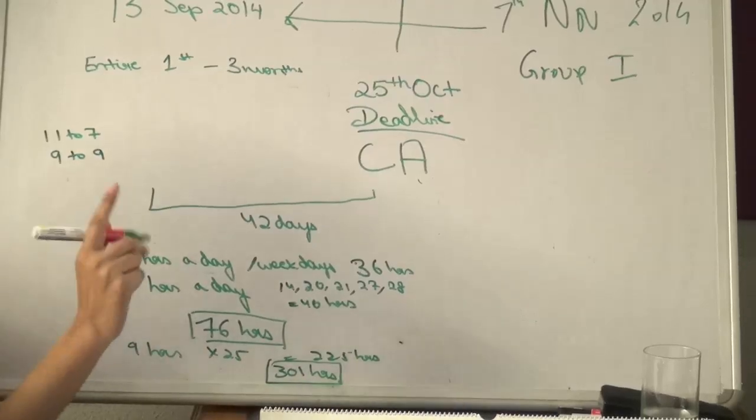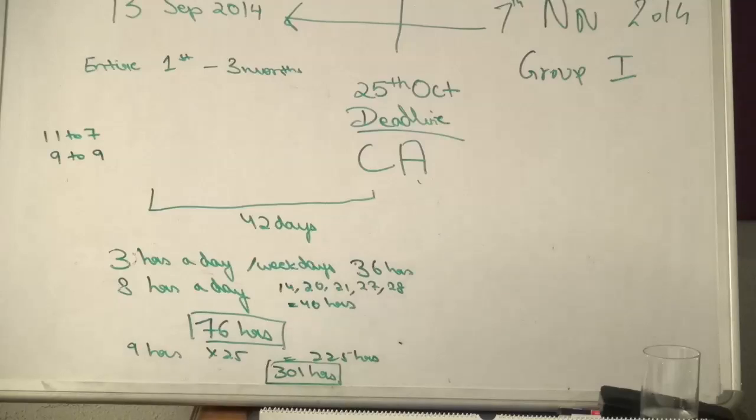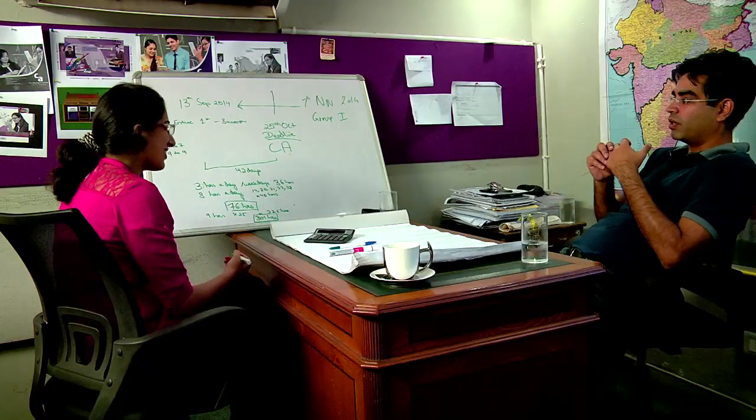So, one hour leisure time. Leisure is when you're commuting to work and coming back. Yeah, that's leisure, that's also true. What other leisure do you want?